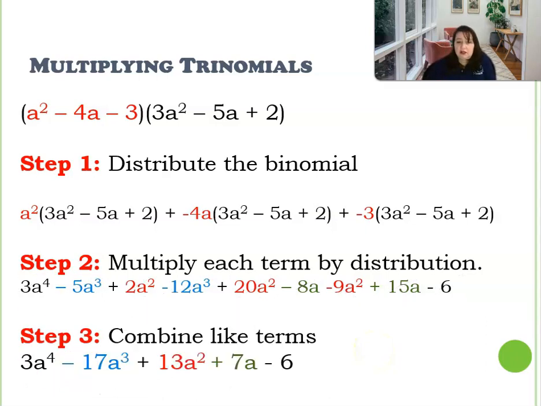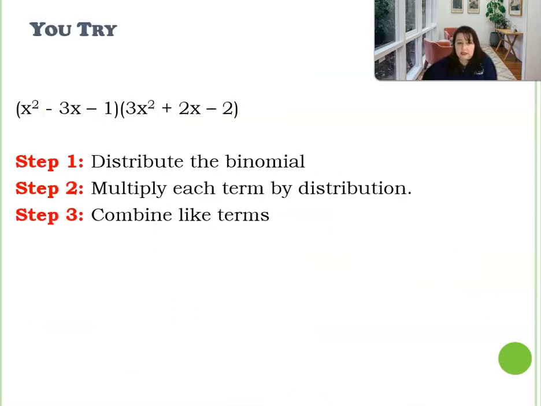Now I'm going to go ahead and go to the next slide so you can see it a little neater. So what I'd like to try now is I want you to do it. Okay, there's one more here. I want you to distribute the binomial, multiply each term by distribution, combine the terms. So we're going to do them together.